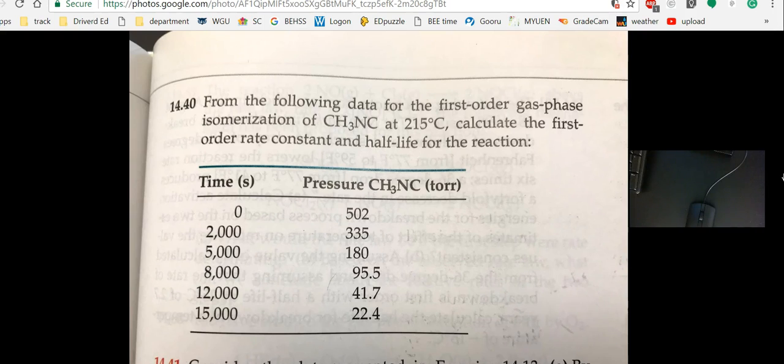So this problem, hopefully you were able to put this data into your calculator and get the information that we need from it. We said it was 2 times 10 to the negative fourth.